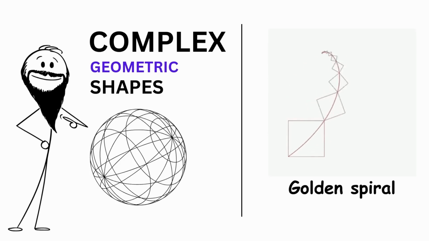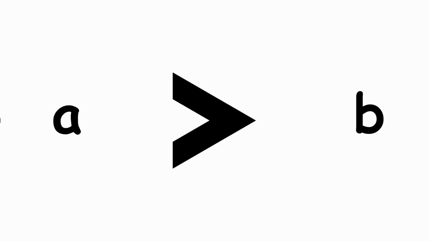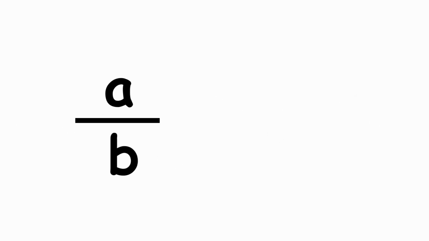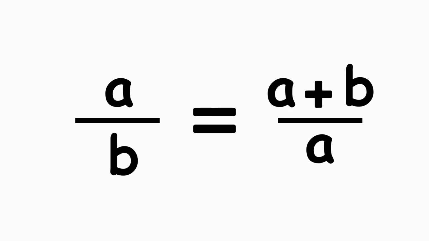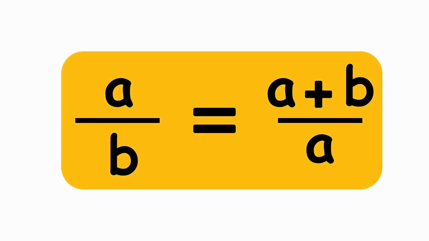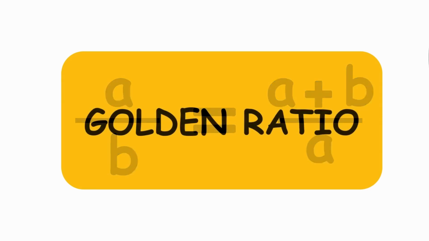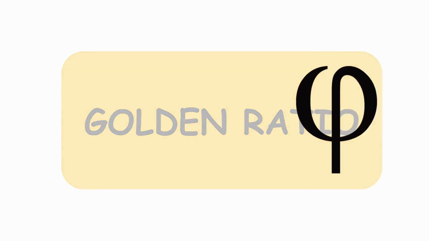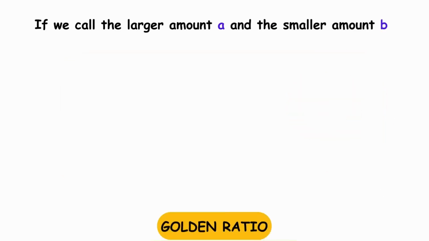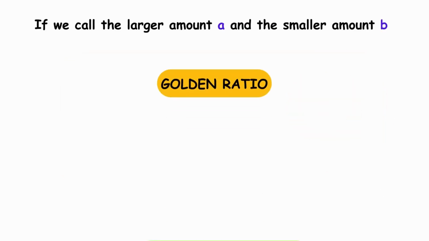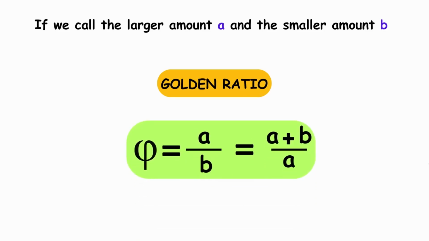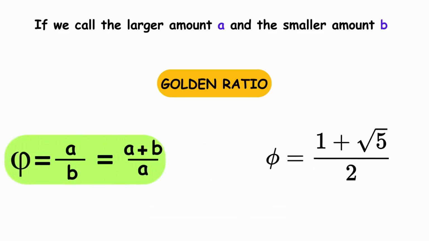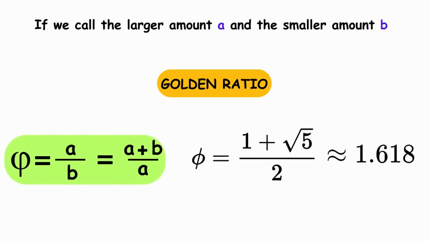Golden spiral. Suppose you have two amounts, and the ratio of the larger amount to the smaller amount equals the ratio of the sum of the amounts to the larger amount. In that case, this ratio will always be the same special number, the golden ratio, denoted by the Greek letter phi. If we call the larger amount A and the smaller amount B, the golden ratio can be expressed by this equality. It equals (1 plus square root of 5) over 2, about 1.618.